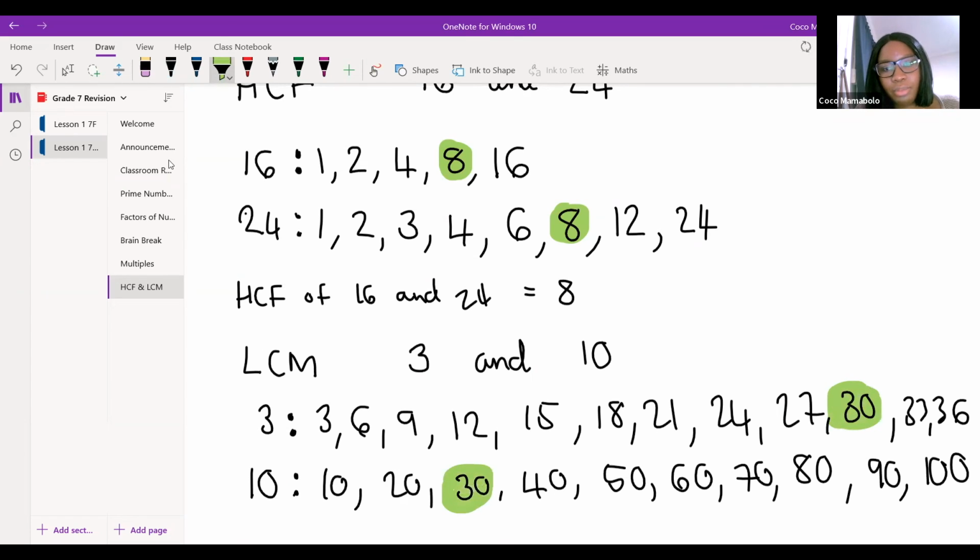I feel like this is way too easy for you. You guys have this on lock. After 30 for the first one we did, is it 33? Yes, my handwriting is just terrible, Tahila. It's 33.